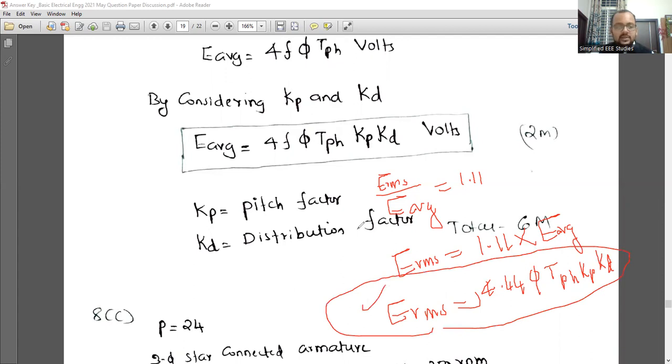This is the final answer. If you try it up to this, 6 marks is guaranteed. 6 out of 6 is guaranteed. I think it's clear to everyone.